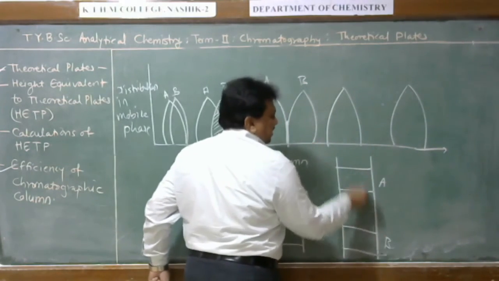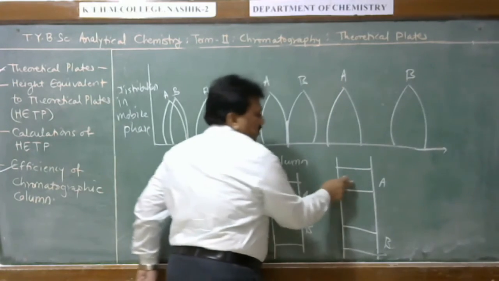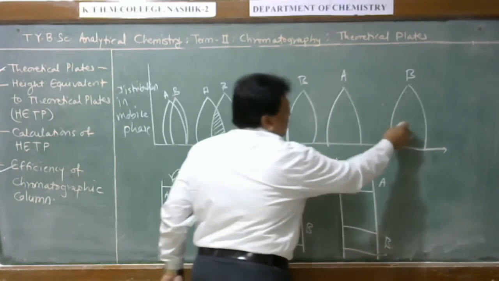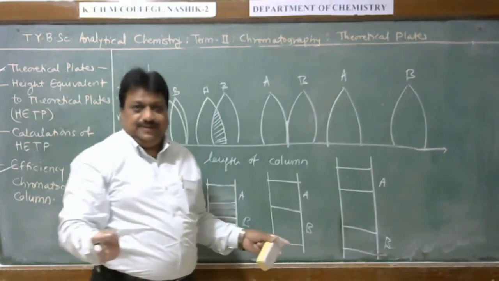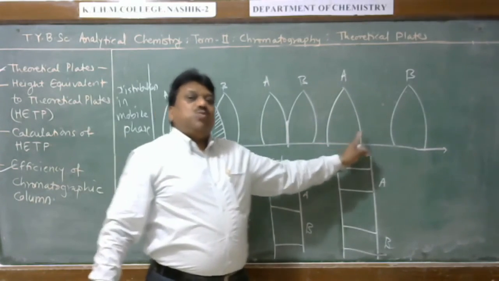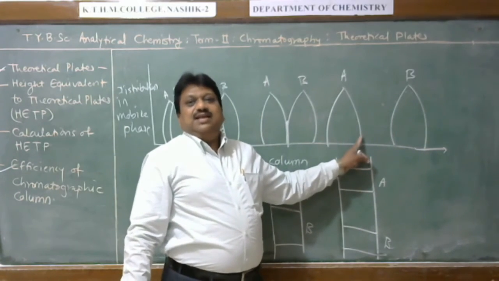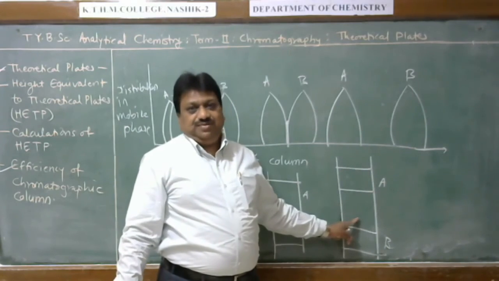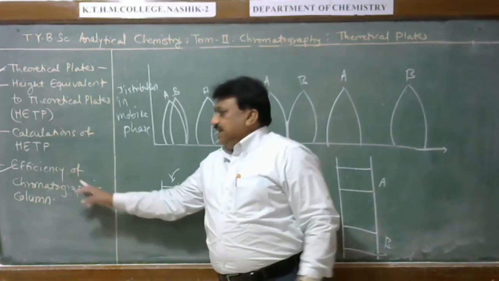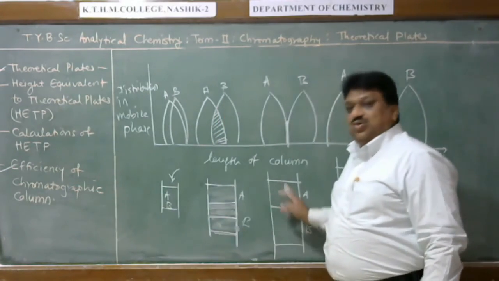And here is the next column, which has component A here and component B here. That means here the two components are well separated. That is called resolution. When two or more components are well separated from one another, then that column has more resolution. The resolution of a chromatographic column, or you may say the efficiency of a chromatographic column, is directly proportional to the length of the column.